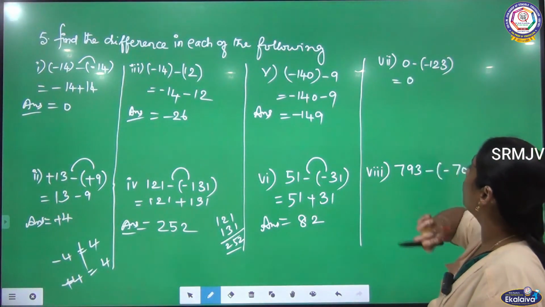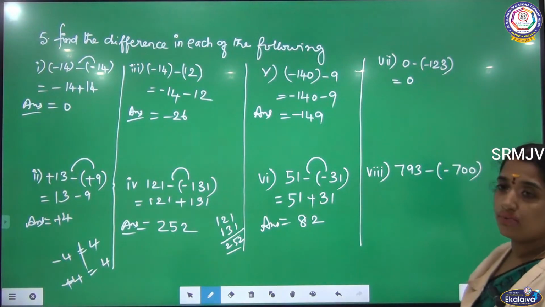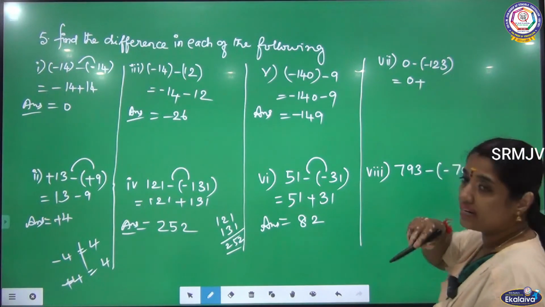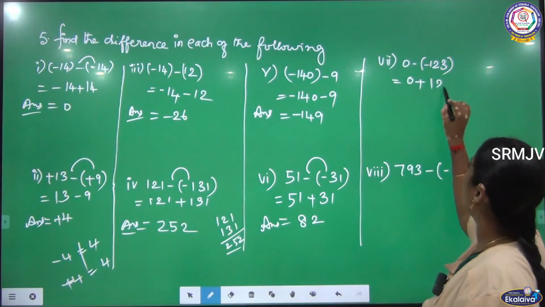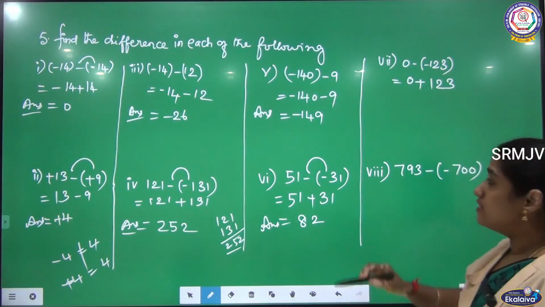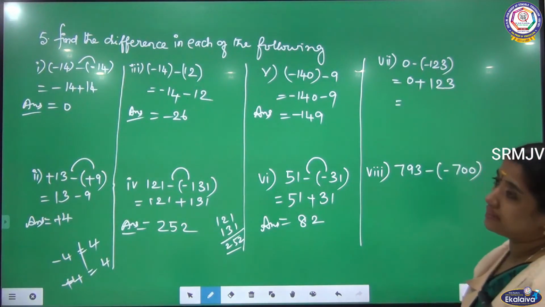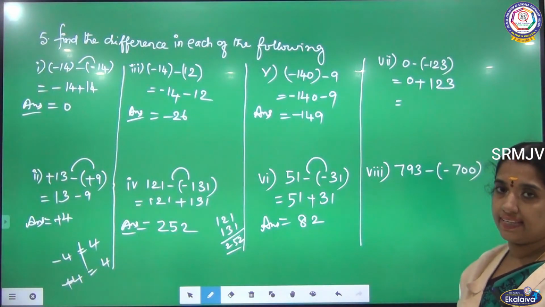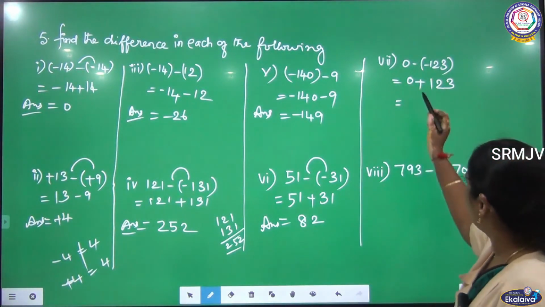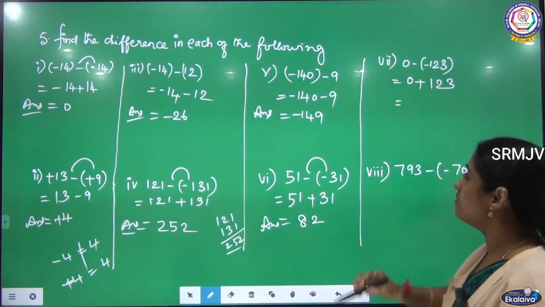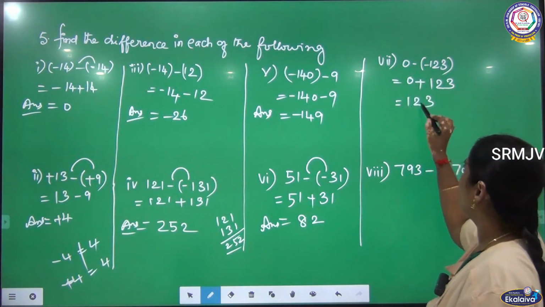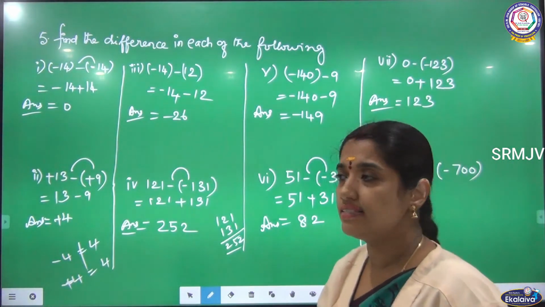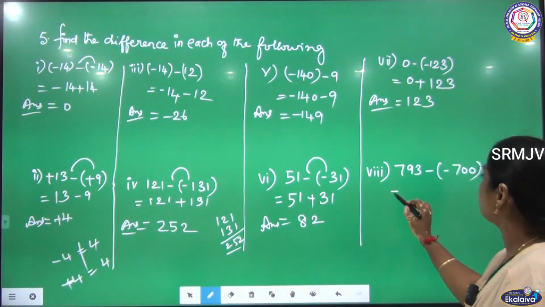Okay, now listen. 0 minus of minus 123. So minus into minus is plus 123. Any number, when I am adding with 0, I can get the same number. So 0 plus 123 is 123. Can you understand this, children?